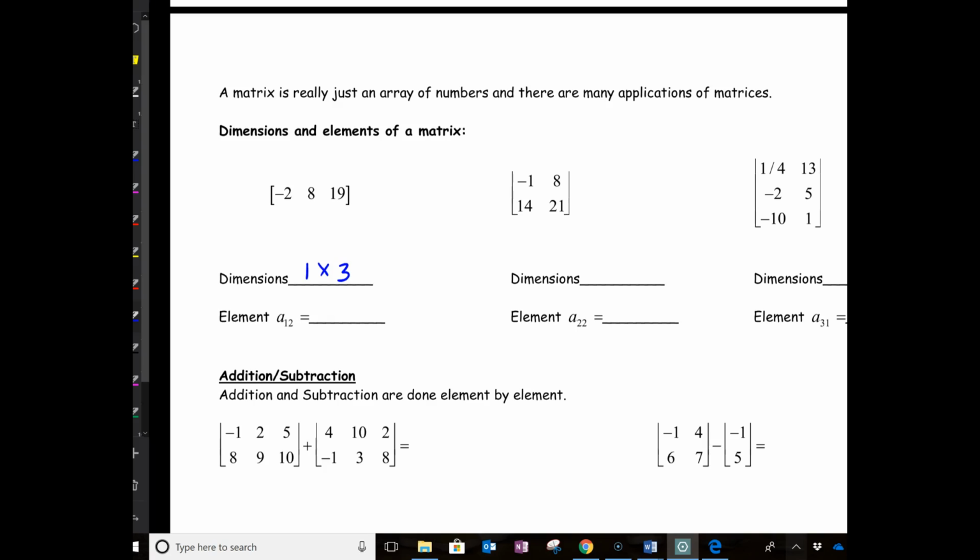Therefore, what would be the element A12? What corresponds to row 1, column 2? The number 8, good. Why don't you go ahead and try the next 2 with your partner?